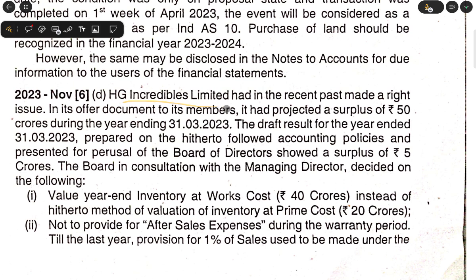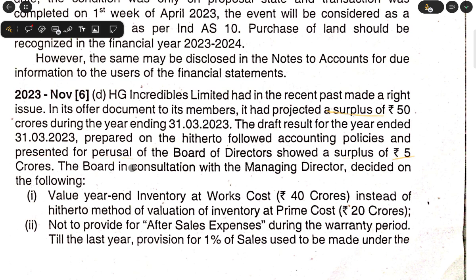HG Incremental Limited has made a rights issue. Its offer document to its members had projected a surplus of 50 crores during the financial year ending 31st March 23. The draft results for the year ended 31st March, prepared on the hitherto followed accounting policies, were presented to the board of directors showing a surplus of 5 crores. Projected surplus 50 crores and actual surplus 5 crores.